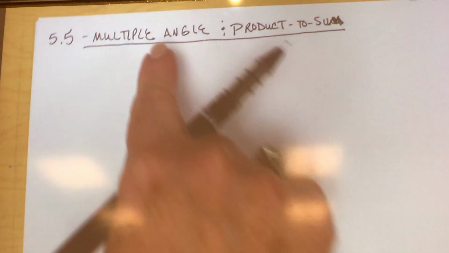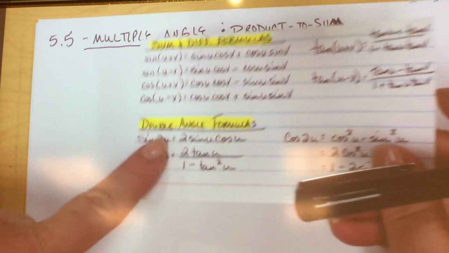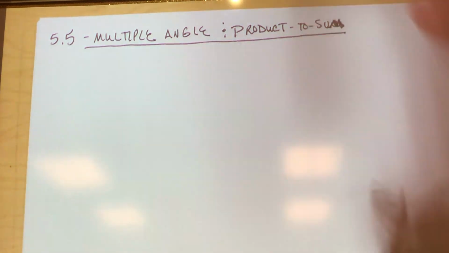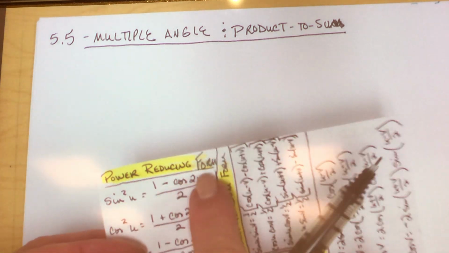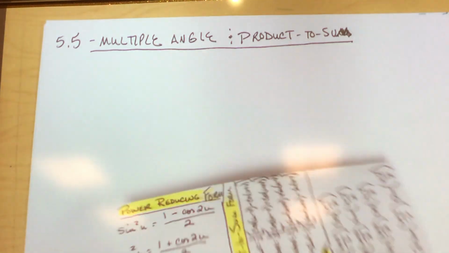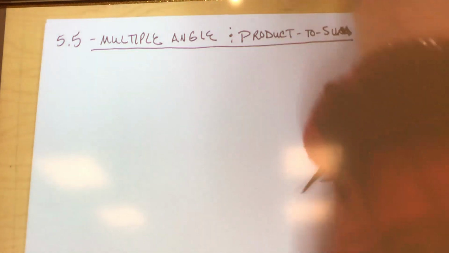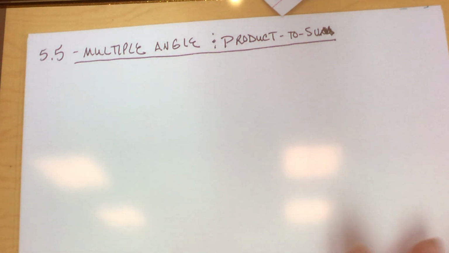Okay, so these are multiple angle. That's why it's double angle and half angle, all right? And then product to sum. Power reducing, kind of like double angles and stuff, because you have multiple angles inside there. All right, so here we go. We're just going to start.